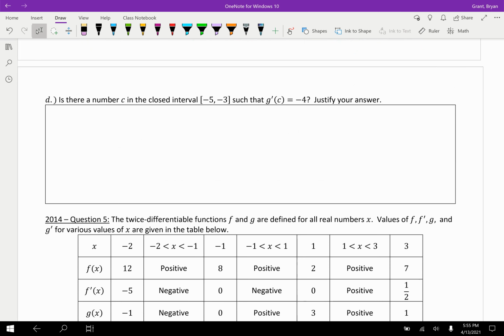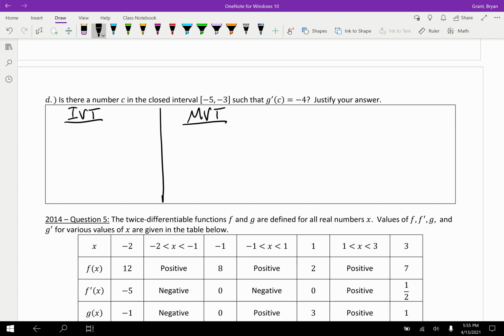Is there a number C? As soon as I see that, I'm already thinking this has got to be a theorem. Is there a number C in the closed interval such that g prime of C equals -4? Justify your answer. Well, there are two ways to go about this, and I'm going to show you both of them. One of them could be the IVT, and one of them could be the MVT. We should know the setups for both of these at this point.